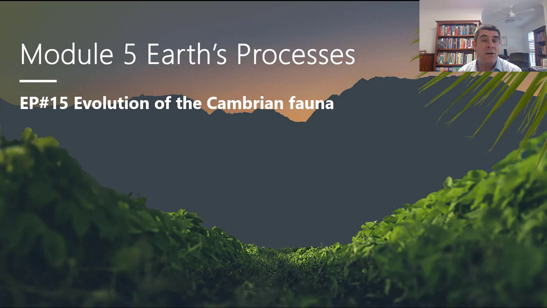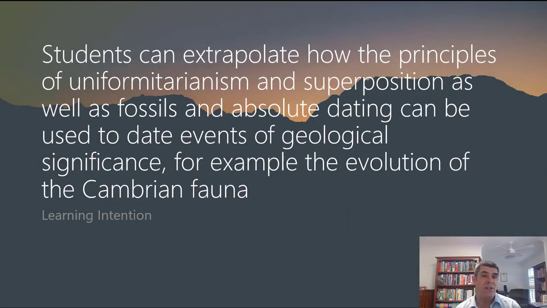We're going to have a little revisit on the evolution of the Cambrian fauna. This is the penultimate video in this particular module. In these last two videos, we're going to be looking at how principles like uniformitarianism and superposition, fossils and absolute dating can be used to help date events of geological significance. And we're going to look at two of those, mass extinctions and the subject of this video, the evolution of the Cambrian fauna.